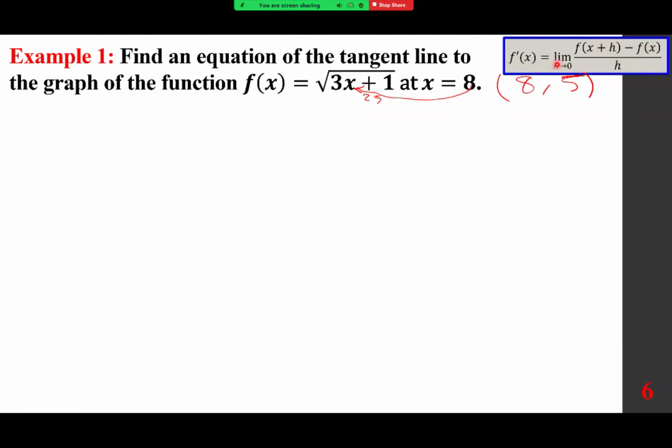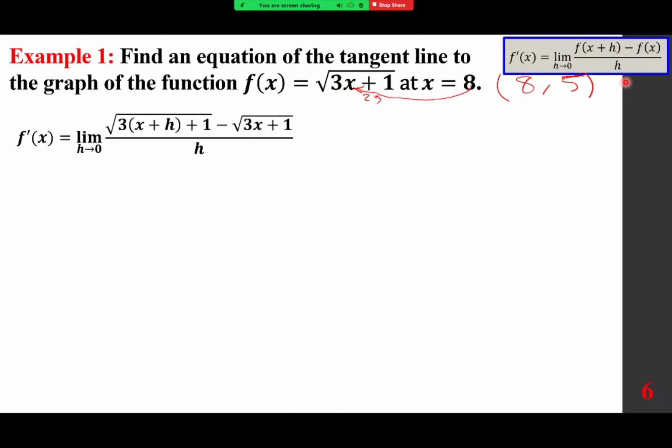According to this definition, the limit of f of x plus h minus f of x over h as h approaches 0. So that would be the limit of the square root of 3 times x plus h plus 1 minus the square root of 3x plus 1 over h as h approaches 0. Bear in mind, we are using the definition. As of the next section, we are going to use rules that are going to be faster and easier. But for now, definition as we did in the previous section.